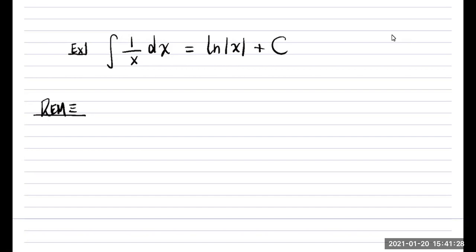Now we know that this is true, that the derivative of the logarithm, the natural logarithm of x, is 1 over x. Okay, we know that.